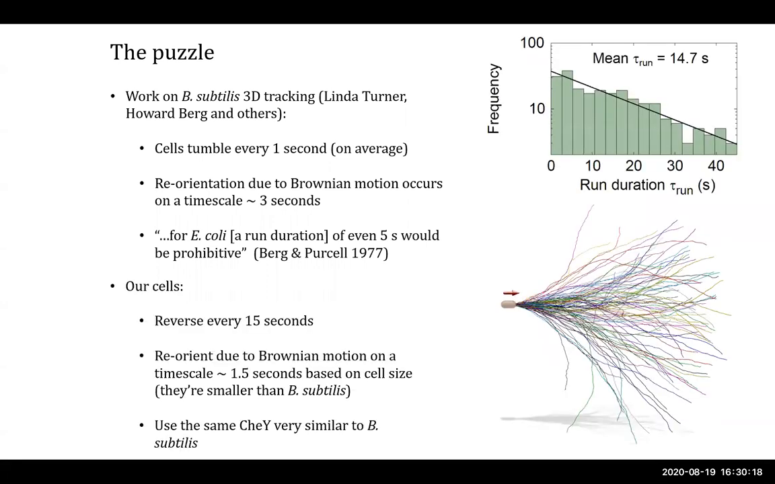Now we have much smaller cells that reverse every 15 seconds. They also reorient due to Brownian motion on a time scale of, well, 1.5 seconds if you believe the arguments based on cell size. And they use a CheY molecule, a chemical sensing molecule, which has been inherited from these bacteria. So this is a bit of a puzzle, really. You would think that chemotaxis doesn't work based on these heuristic arguments for our cells.